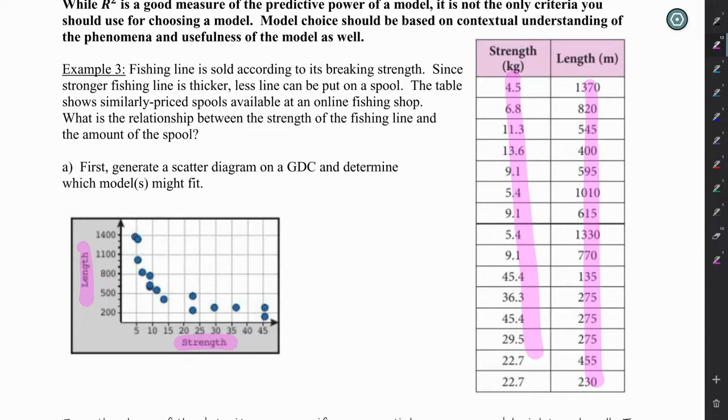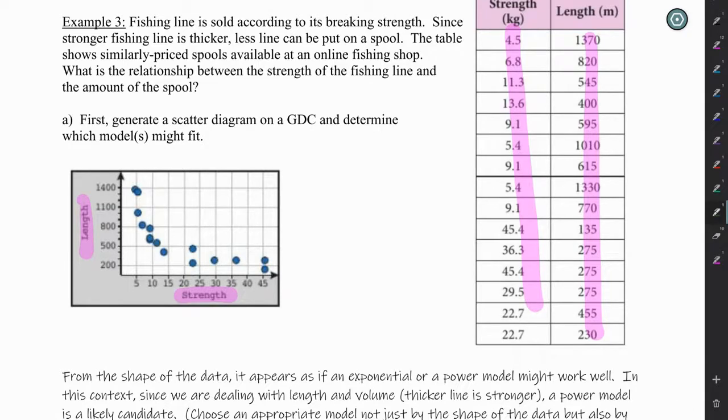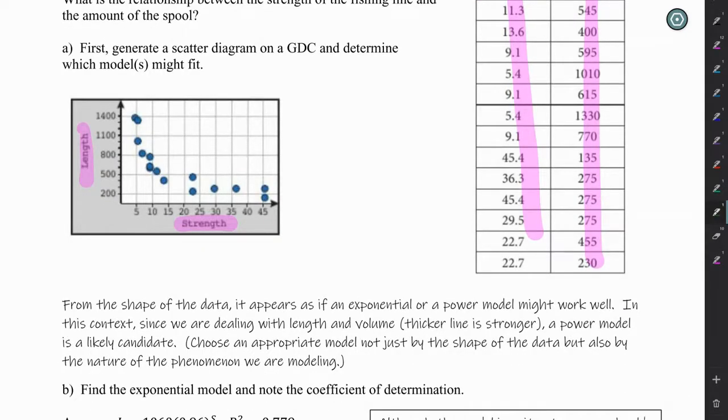Looking at this, it appears maybe an exponential, maybe a power model might work well. We're looking at it and it generally tends to curve downward. So either power or exponential models fit that shape, so we should start there. In this context, since we are dealing with length and volume, and a thicker line is stronger, a power model is a likely candidate. So choose an appropriate model, not just by the shape of the data, but also by the nature of the phenomena that we are modeling.